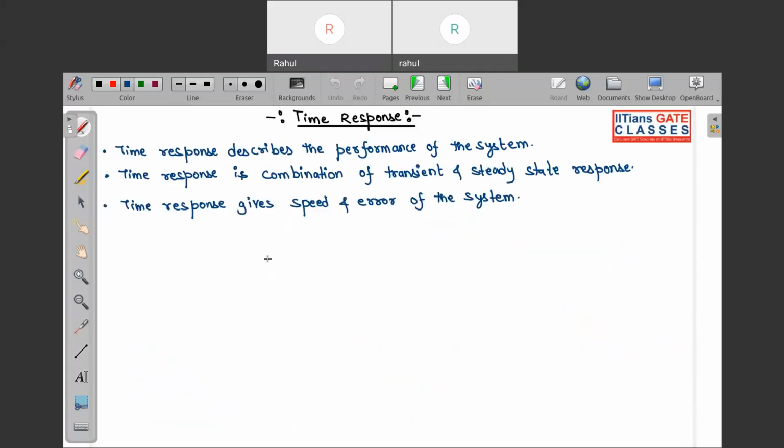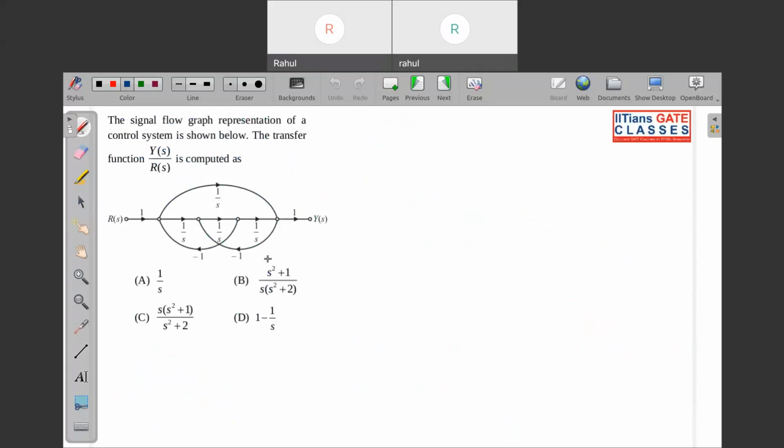So the next question over here we have is what? The signal flow graph representation of a control system is shown below. The transfer function Ys by Rs is computed as. So you need to find what is Ys by Rs over here. Okay. So very simple question.